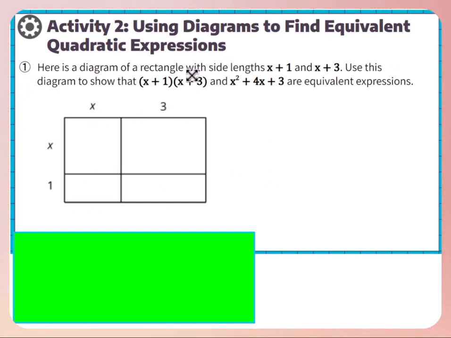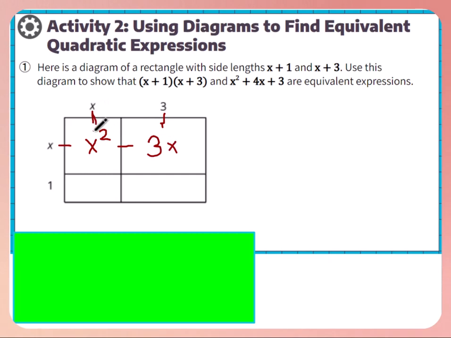Now here's a diagram of a rectangle with side lengths x plus 1 and x plus 3. We're going to use that diagram to show that the binomials x plus 1 times x plus 3 equals x squared plus 4x plus 3. All right, go down and across. X times x is x squared, not 2x, but x squared. Go down and across. 3 times x is 3x.